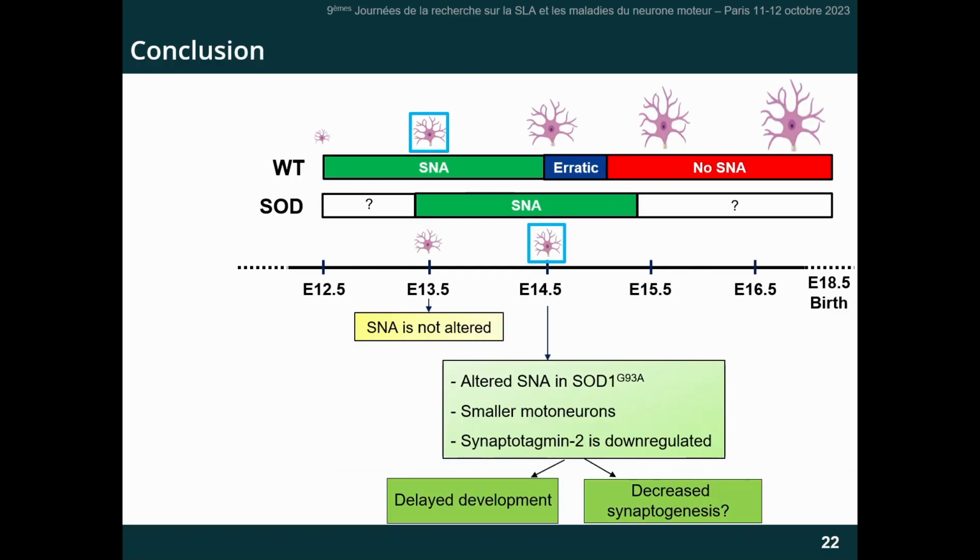So to summarize the whole talk, firstly, we did not observe any alteration in spontaneous network activity at E13.5. However, we observed clear alteration of spontaneous network activity at E14, and motor neurons were significantly smaller, similar to those of 1 day previous, like E13. And we also observed downregulation of synaptotagmin 2. This data shows there is a delay in development and also decreased synaptogenesis. As a future direction, we would like to study the whole crucial embryonic time window that I talked about.